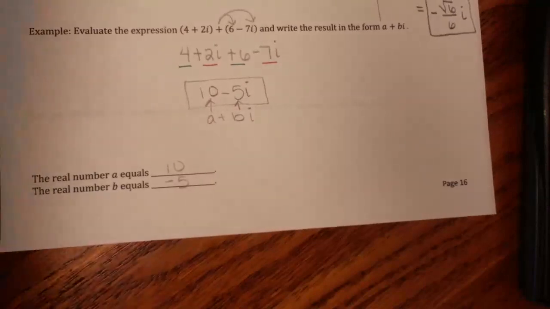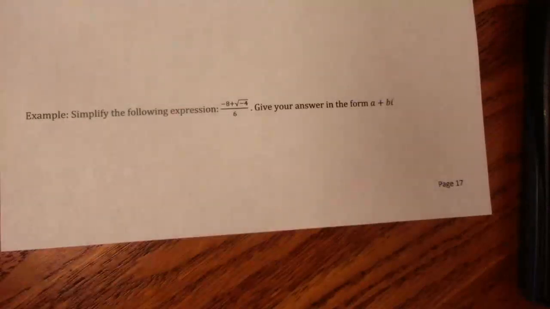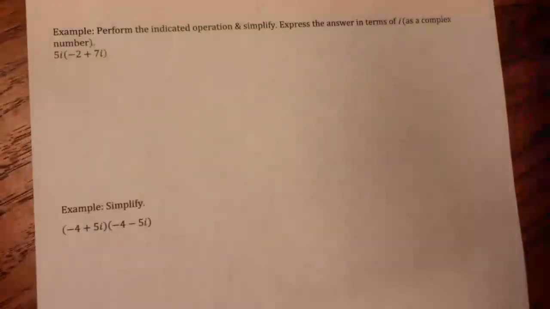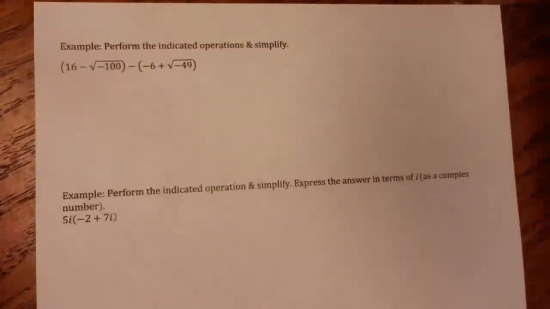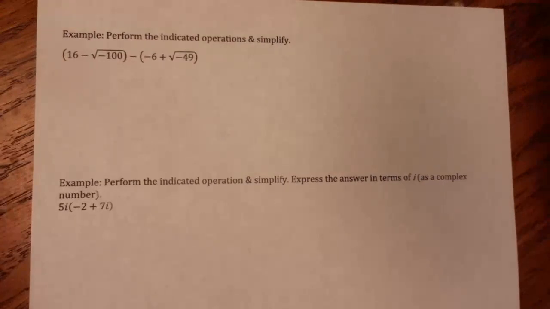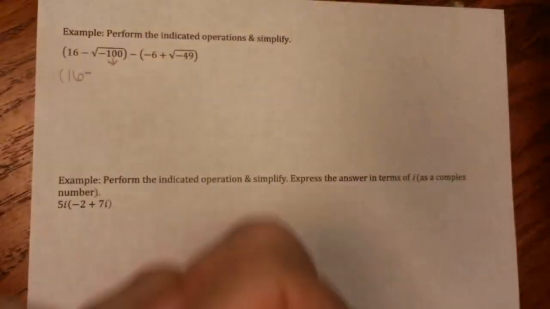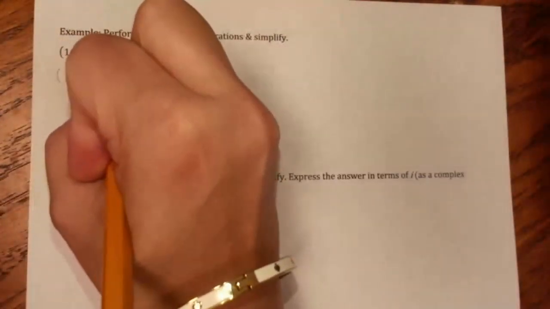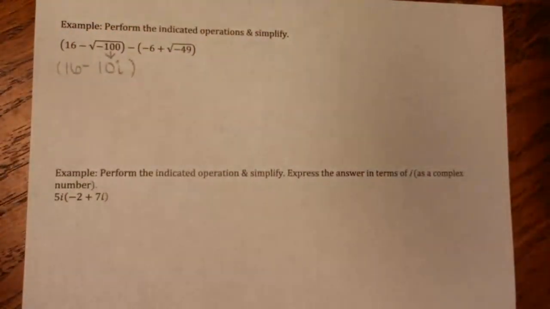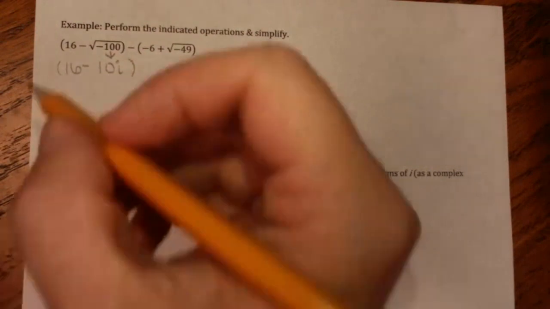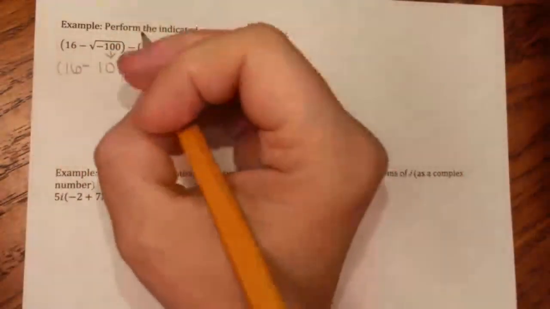Last page. Perform the indicated operation and simplify. So we have 16 minus the square root of -100 minus -6 plus the square root of -49. So let's kind of simplify this a little bit. So I have 16 minus the square root of -100, just like on the previous page. The square root of -100 would give us 10i. The square root of 100 would give us 10. 10 times 10 is 100. And the square root of that negative, the square root of -1, would give us our i.